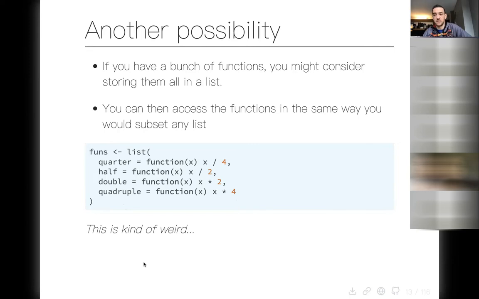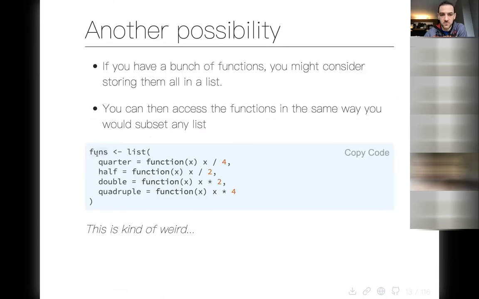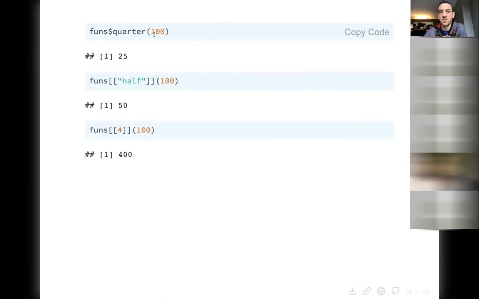Okay, this is definitely kind of weird. But we can do things like this, right? Because it's named, I can do funs$quarter, right? Because this is funs, this is a named list, so funs$quarter, and then I have this function available to me. So if I say 100, I get 25, right? We could also use the double brackets, funs[["half"]](100), and I get 50. And then we could also use indexing, funs[[4]](100), and I get 400. Okay, weird, but it works.